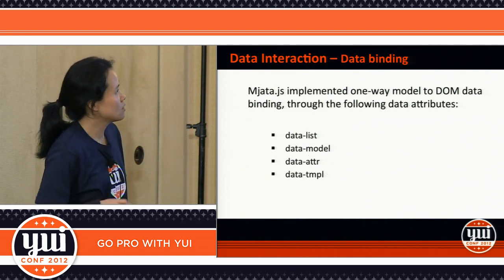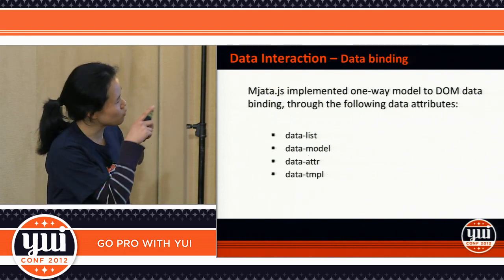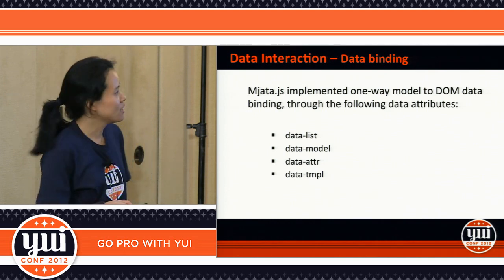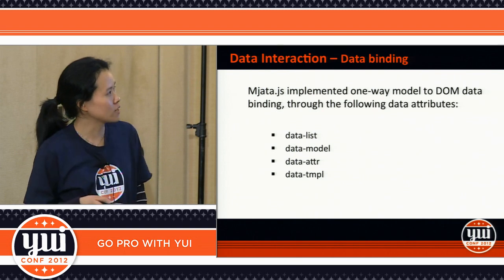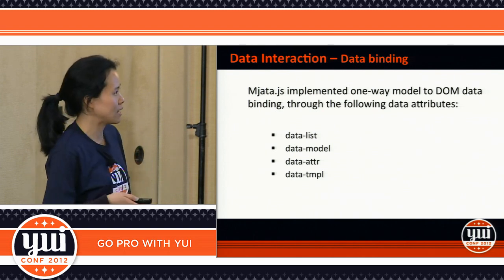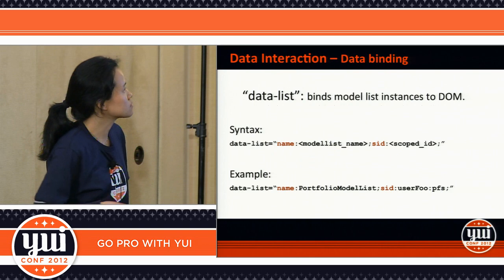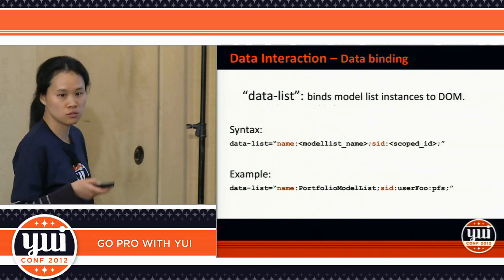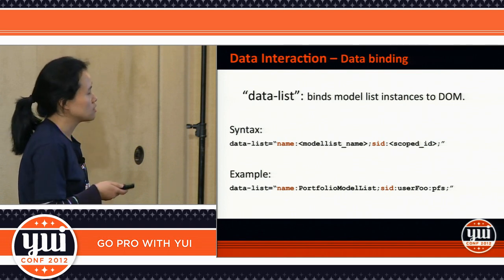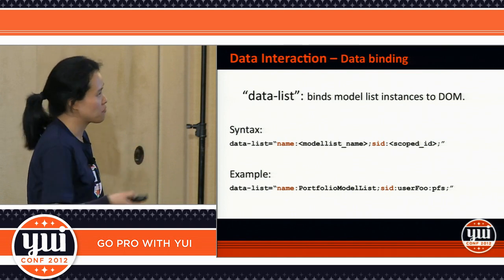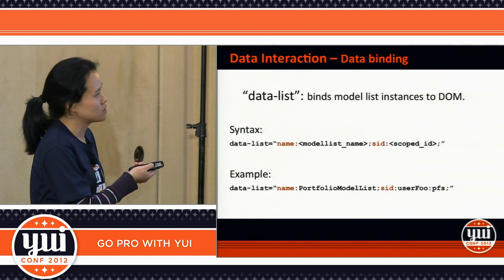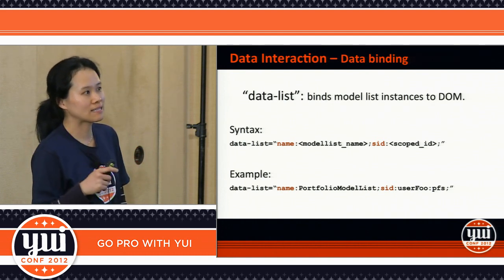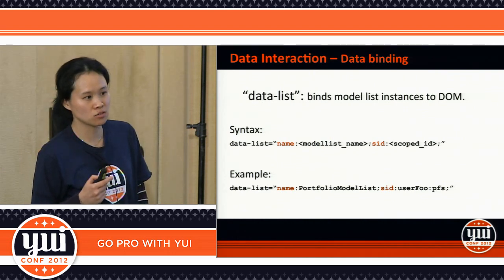We have Mjata.js implement it through the HTML5 data attributes, just like any other data binding would. We do it through four attributes: data-list, data-model, data-attr, and data-template. Data-list binds the model list instance to the DOM element, and this is the syntax for it. If you recall, there was a reference when we were trying to get the shared model instance from the model store.